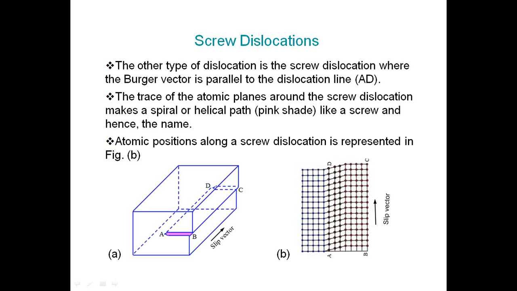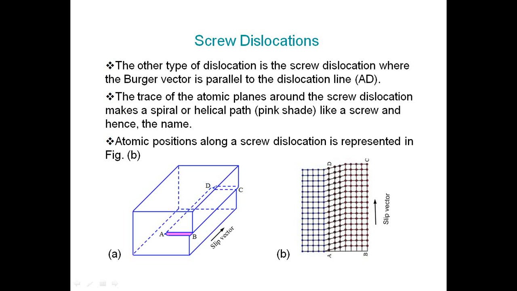And the trace of the atomic planes around the screw dislocation will make a spiral or helical path like a screw. So that is why it is called the screw dislocation. The atomic positions along a screw dislocation are represented in these diagrams. Normally when there is a screw dislocation, the atomic positions along it will be like this. So here you can observe very easily how the dislocation will be, in this direction.